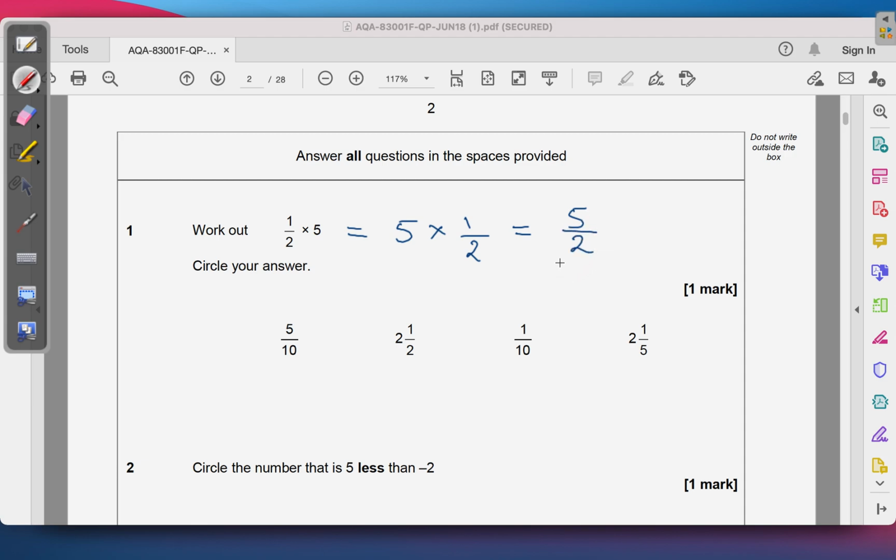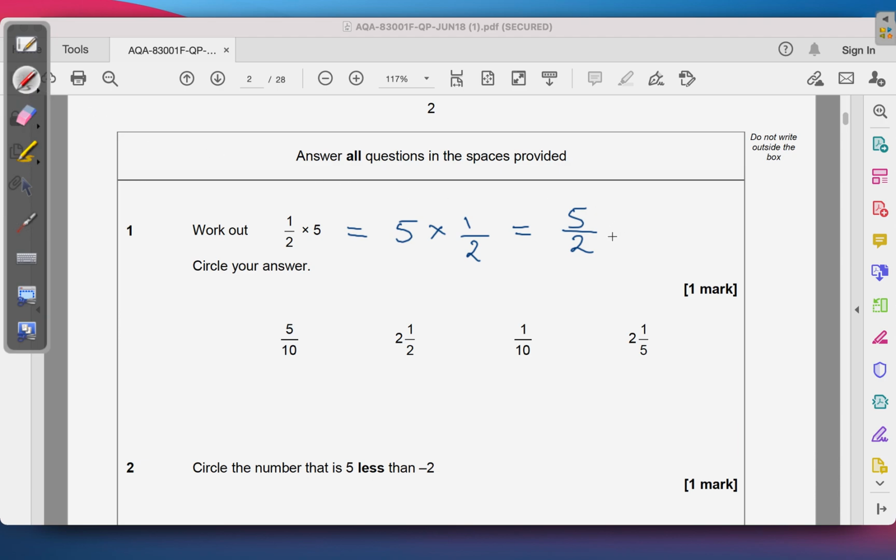Now the options that we're given are 5/10, 2.5, 1/10, and 2 1/5. So we have mixed fractions here, so these are both mixed fractions. So we can't compare them at the moment to what we've got. So we'll have to convert what we've got into a mixed fraction, okay?